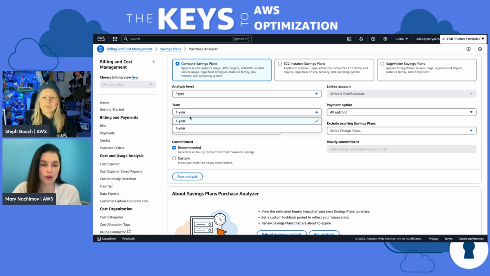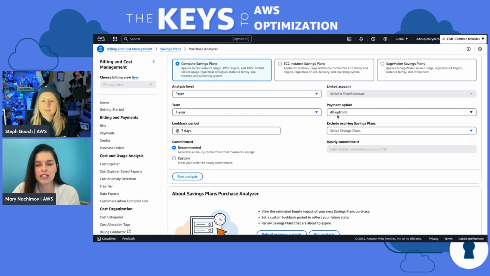Then I have to select term, 1 year or 3 year. 3 year will always give a higher percentage discount. But it's also nice to know exactly what the difference in discount is between 1 year and 3 year for my own instances, in my system. I can run two plans, compare them, and then see really, oh, for me, it's 5% difference or 10% difference, and make the decision for how long I want to commit.